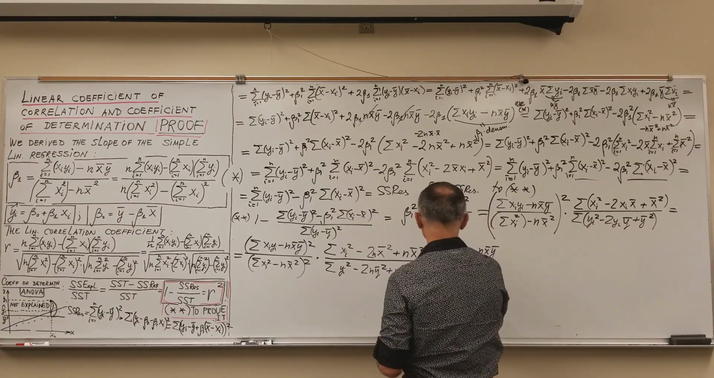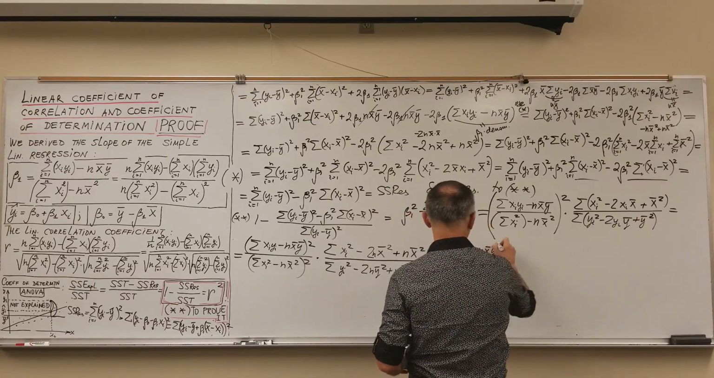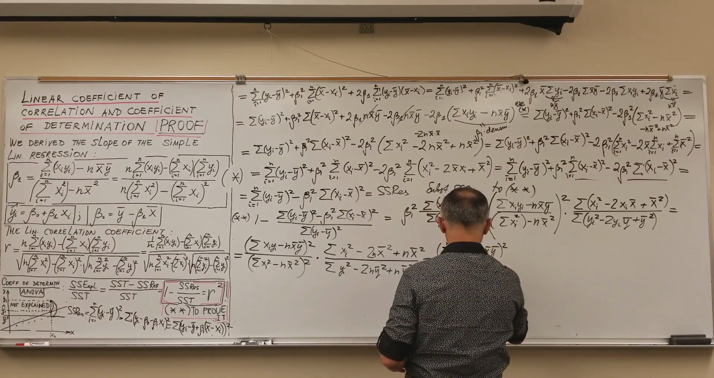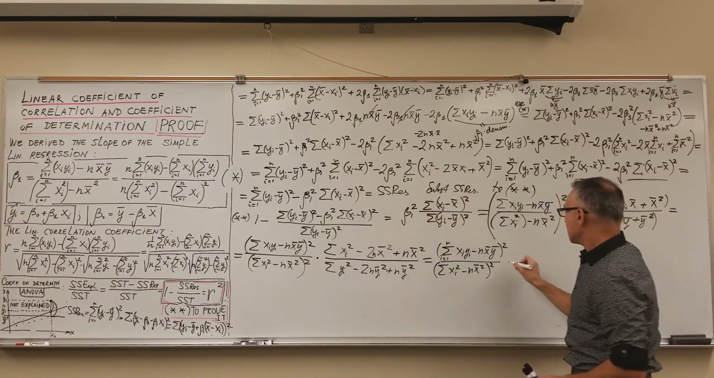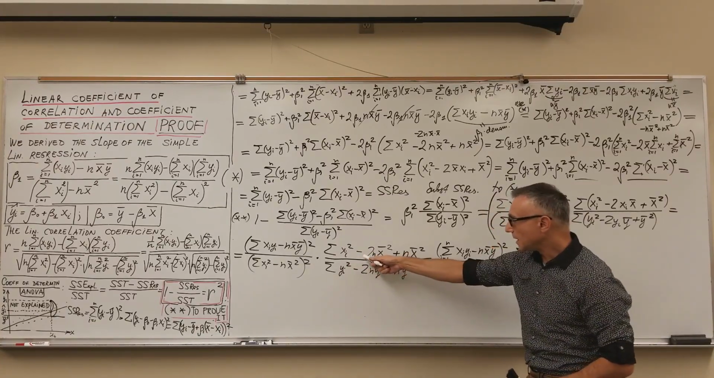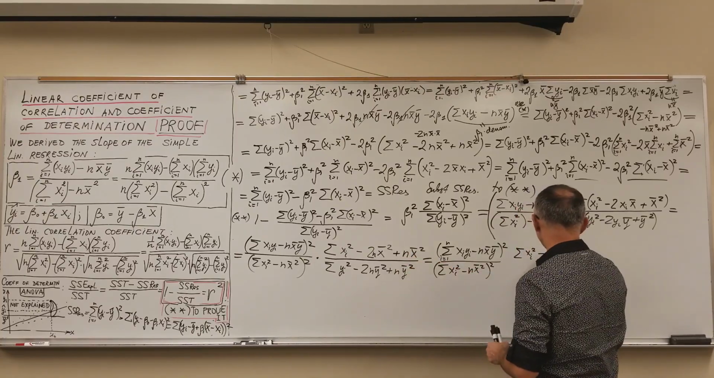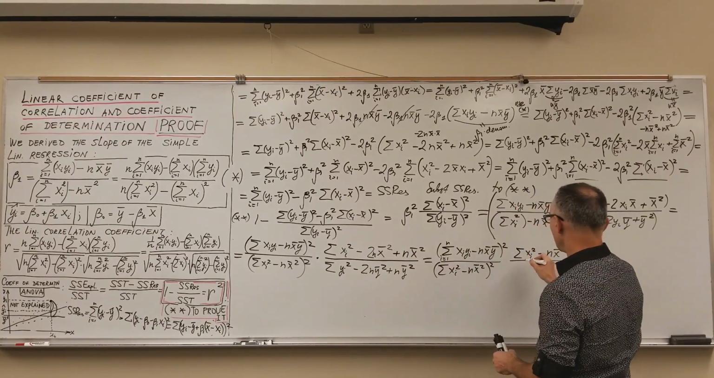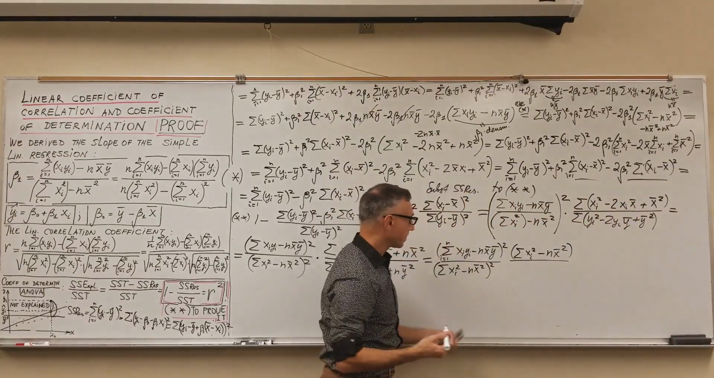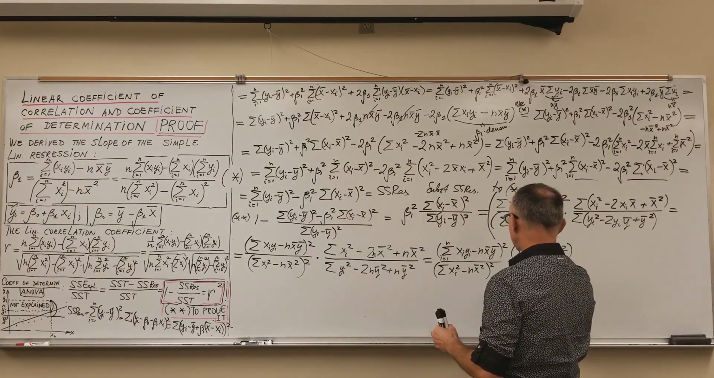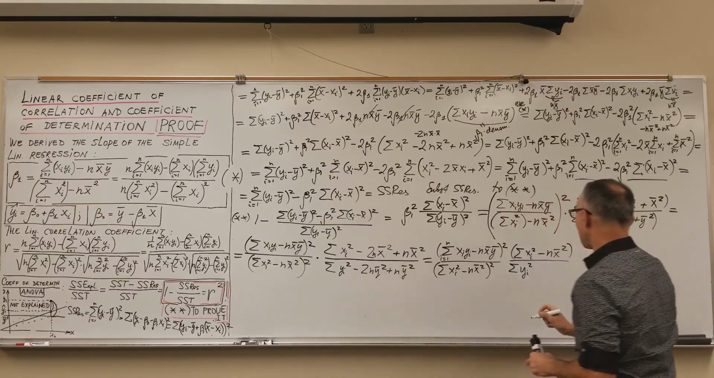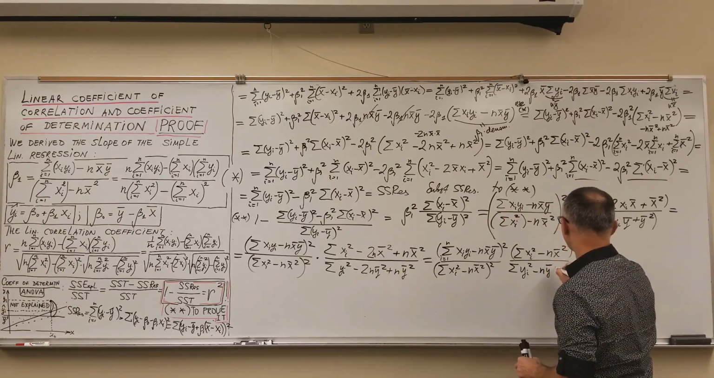i from 1 to n, over the summation of x_i squared minus n x bar squared. Again, the denominator is the summation of x_i squared minus 2n plus n, which is just minus n x bar squared. And you can see exactly, I can reduce those factors, they are the same. The denominator stays as the summation of y_i squared minus n y bar squared.